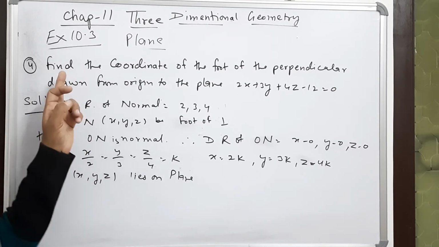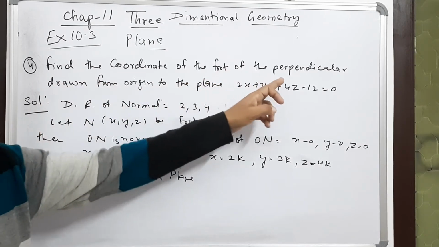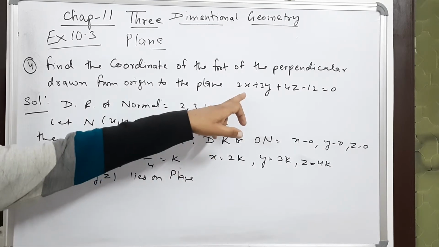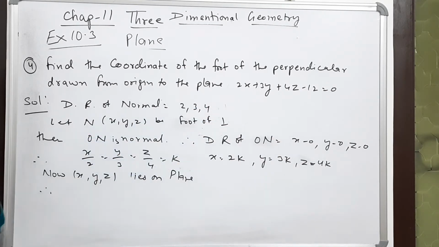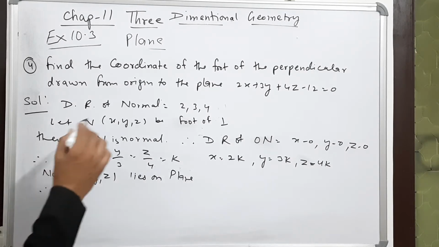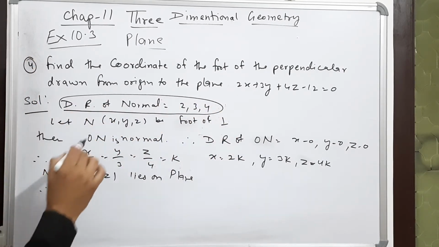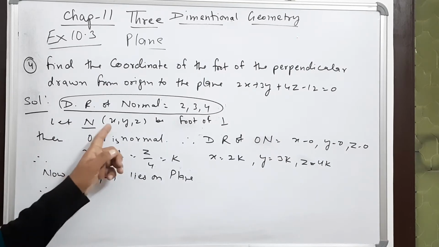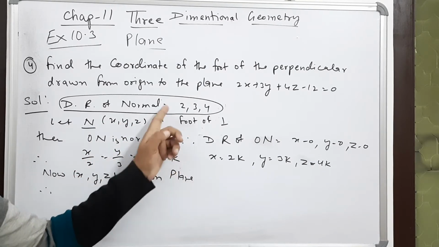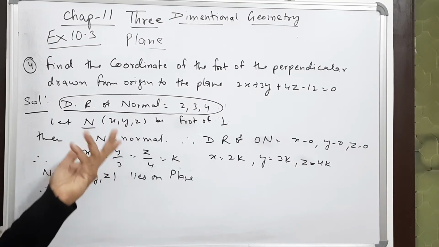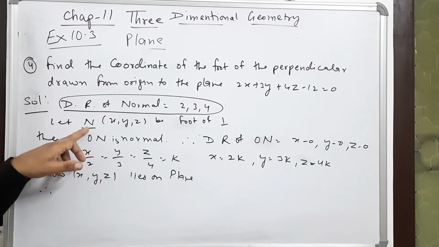Yes, now the next problem. Find the coordinates of the foot of the perpendicular drawn from the origin to this plane. That is, if you draw the perpendicular from the origin to this plane, what are the coordinates of the point where the perpendicular meets the plane? So here, you see the first important point, the direction ratio of the normal is this. Let N be x, y, z, a point on the plane and also the foot of the perpendicular. Then ON will be the normal, definitely, because N is the foot of the perpendicular.